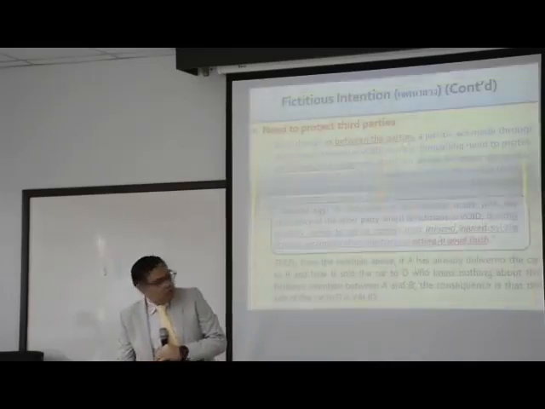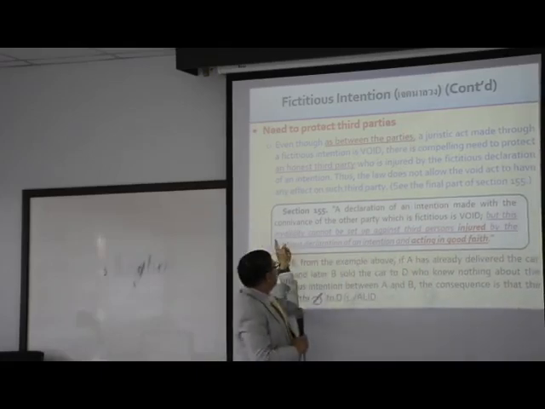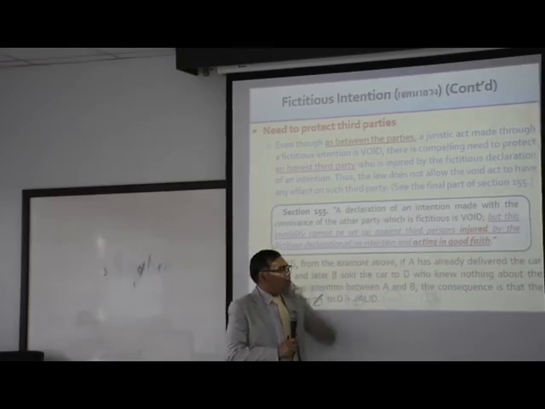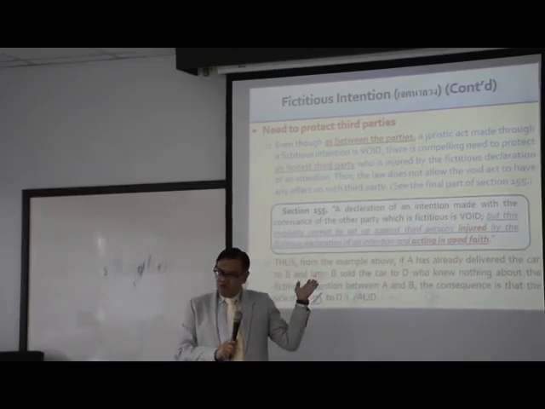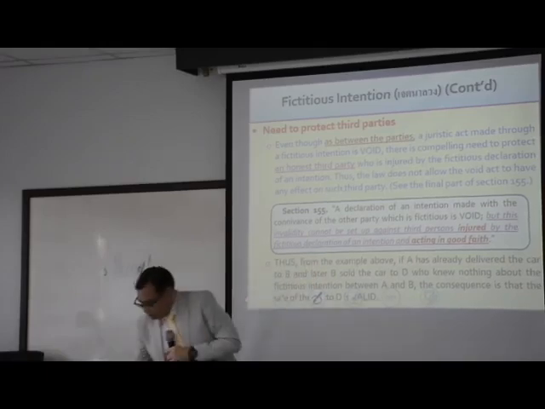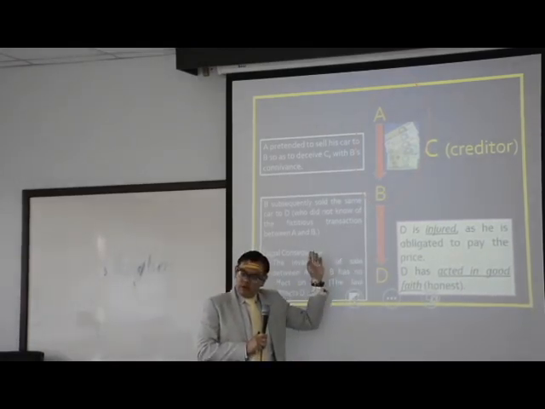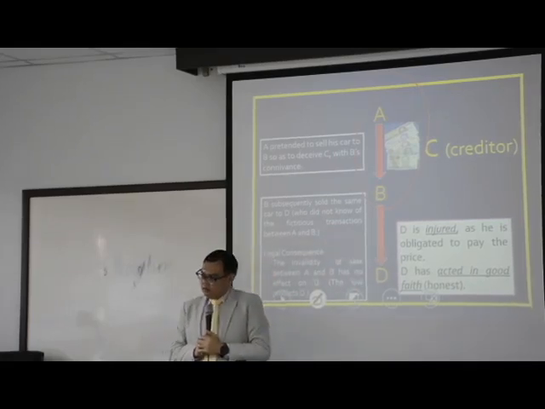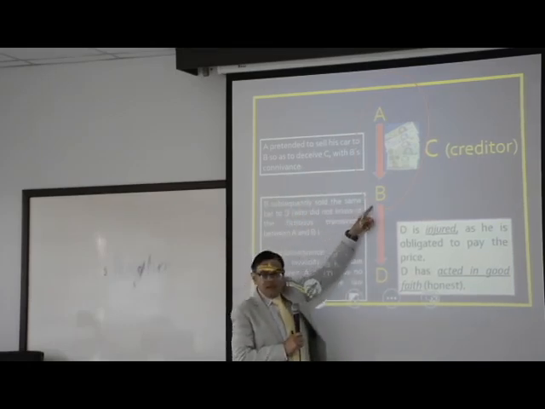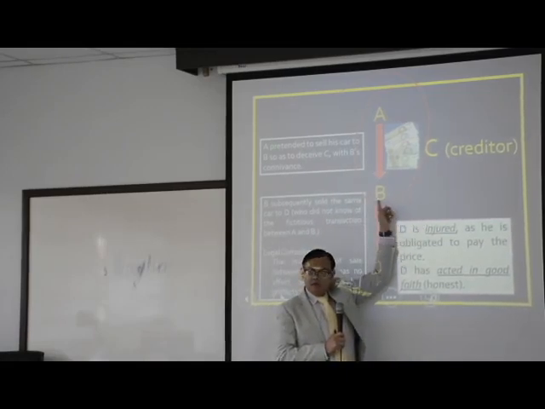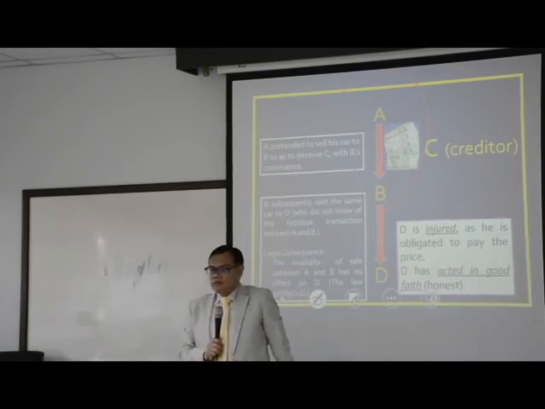Okay, so if we go back to look at what the law says here in the second part of section 155, the law says what? But this invalidity cannot be set up against a person injured by the fictitious intention and acting in good faith. So if you link the provision of law in section 155 to this diagram, then you will have a better understanding. Again, see, A has pretended to sell the car to B in order to deceive C that the car now belongs to B. So in this case, the juristic act, i.e. the sale between A and B, is what? Void, according to section 155.